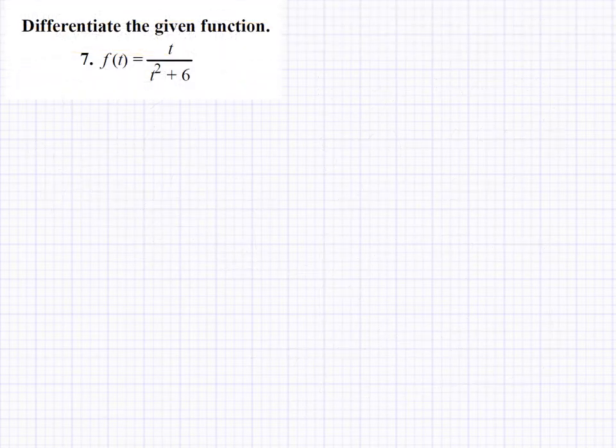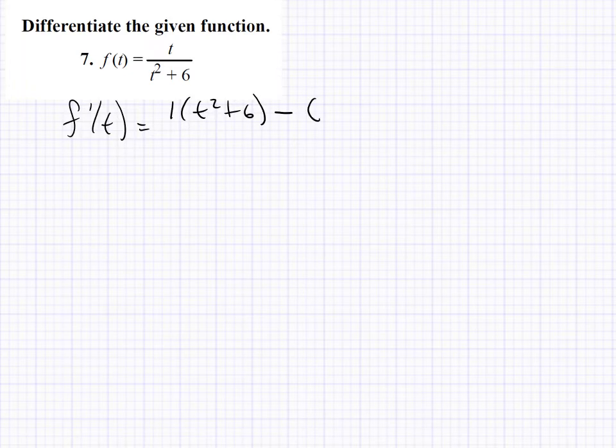All right, here we're going to differentiate the function. This would be really easy. This is going to be a quotient rule one. So f prime of t, the derivative of the numerator is 1 times t squared plus 6 minus t times the derivative of the denominator, which is 2t, all over the denominator squared.